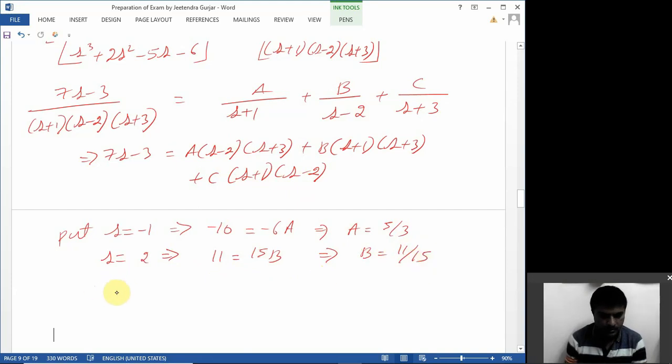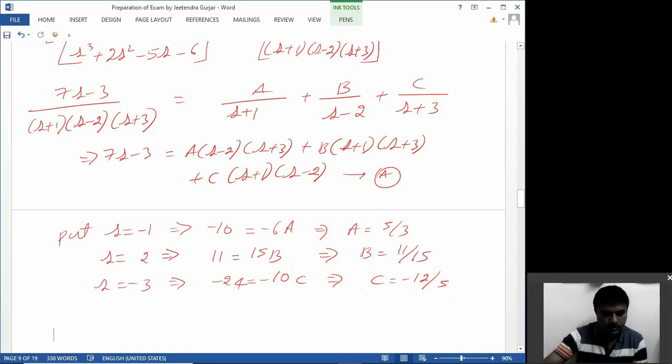Okay, so next s is equal to minus 3. I will substitute. That implies we'll get this as minus 24. You substitute all this in the equation. This is equal to 10c. So that implies c is equal to minus 12 by 5. So this 5 will go. You can substitute the values, students.